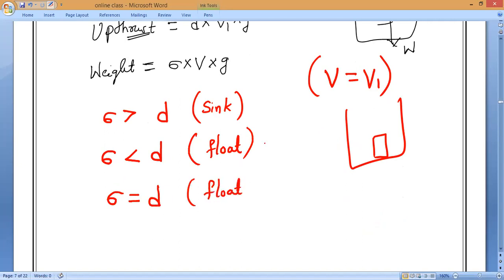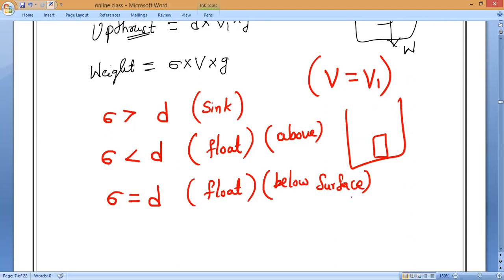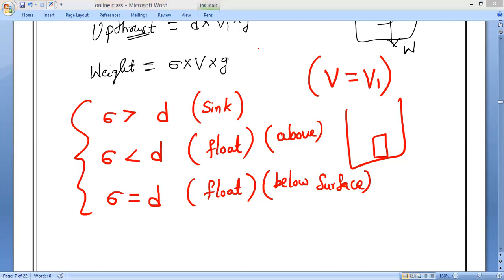Now, if the density of the object is equal to the density of the fluid, the object will float. Where will it float? Float above, and this is what? Below the surface. So that is what you all should remember. This is how density is related to sinking, floating, and floating below or above the surface. Do you all understand, everybody?